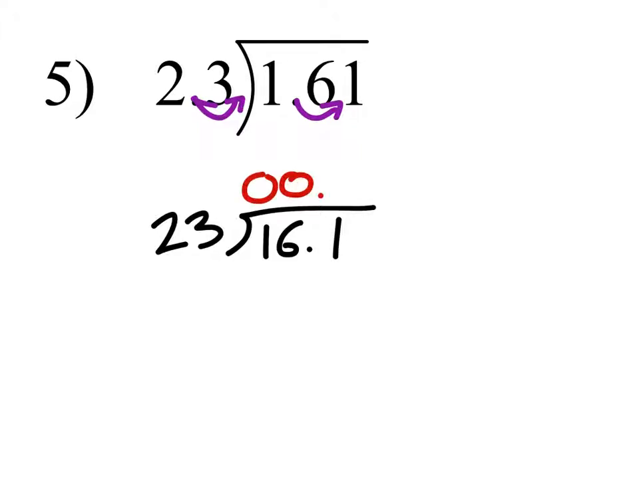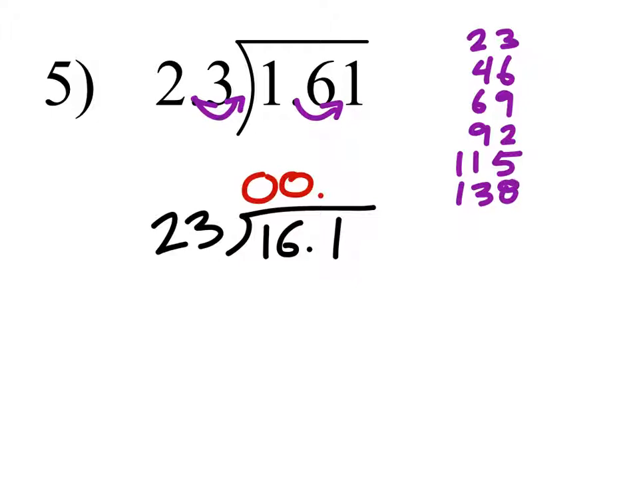Now I'm not familiar with multiples of 23, so here's what I usually do because I don't have a calculator. I just write multiples of 23. 23, 46, 69, 92. That's 115, 138. And that gives me a few multiples of 23 that I can go off of.